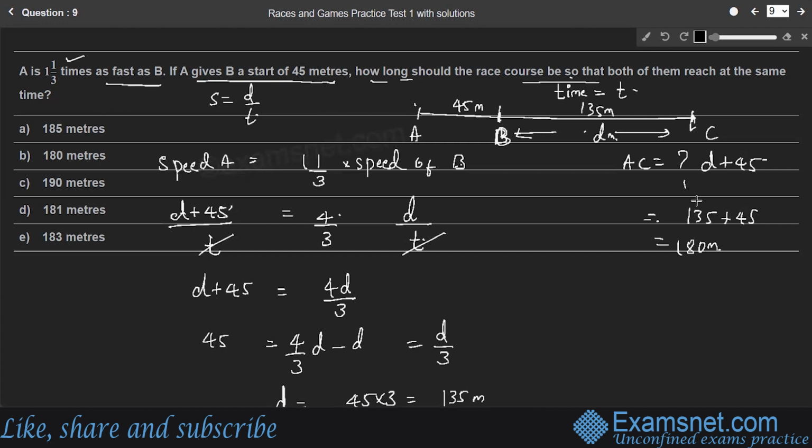To reach the destination at the same point, the destination point should be 180 meters away from A. Therefore, option B is the right answer.